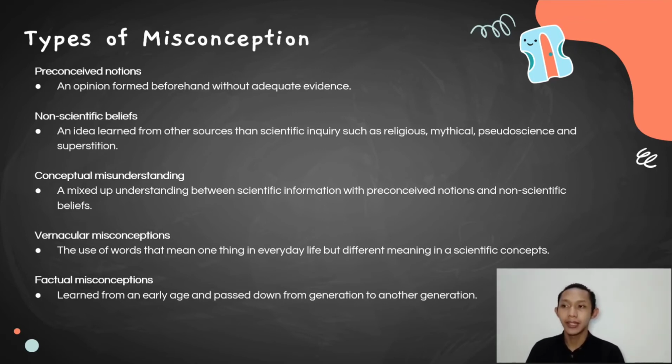And conceptual misunderstanding is a misunderstanding between scientific information with preconceived notion and non-scientific beliefs, which is from religious or superstition. And vernacular misconception is the use of words that mean one thing in everyday life but different meaning in a scientific concept. And lastly is factual misconception, which is learned from early age and passed down from generation to another generation. For example, superstition.